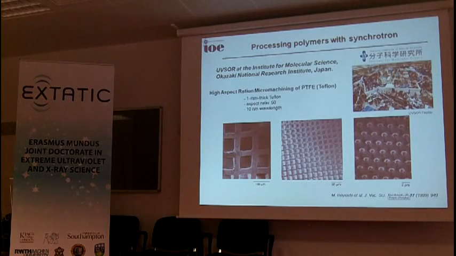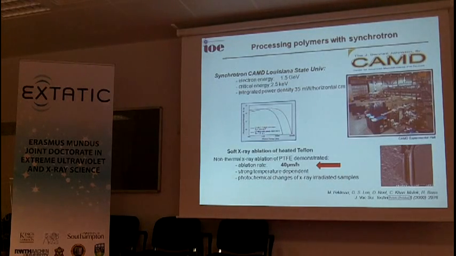This is another example of processing polymers with synchrotron, again in Japan, but in this case they obtain a higher aspect ratio, up to 15, and they use 10 nanometer wavelengths, and they produce such submicron structures. Also, some research has been done in the United States at Louisiana State University. They use higher energy photons.